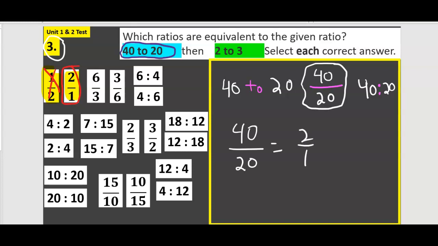Some of you could probably already tell that it does, because the old method we would use would be, well, how do you go from 20 to 1? Divide by 20. How do you go from 40 to 2? Divided by 20. Yes, it does. So that's one way to do it.